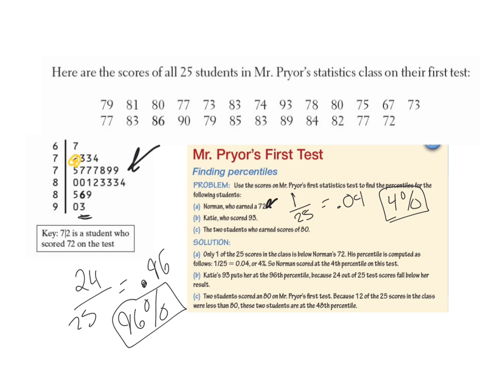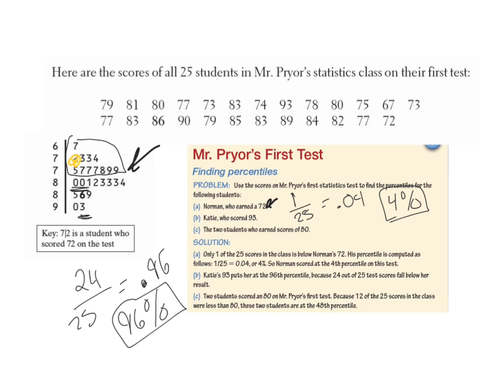So let's look at the two people who scored an 80. We got a tie with the two 80s. But we know that 12 people scored less than them, if we count them: 1, 2, 3, 4, 5, 6, 7, 8, 9, 10, 11, 12. So we take 12 divided by 25. That's 0.48. So that puts them in the 48th percentile.